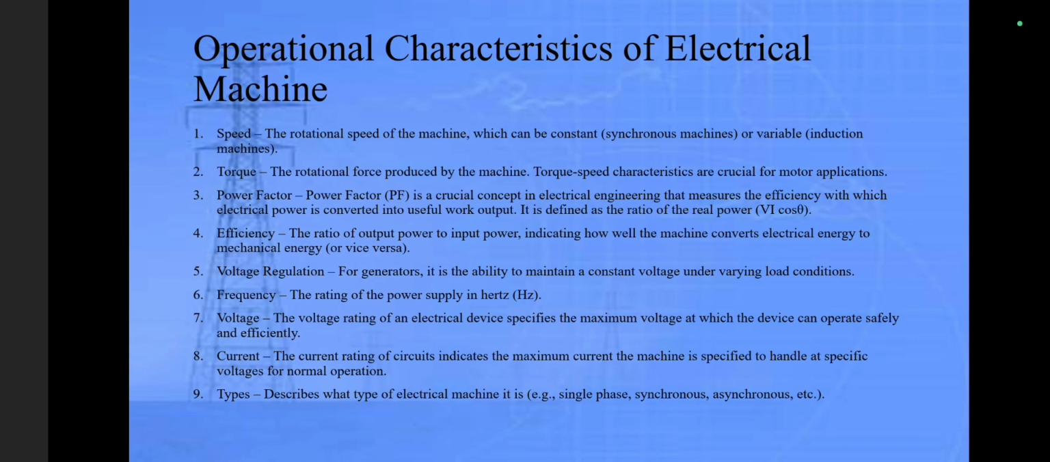Operational characteristics of electrical machines. First, speed. The rotational speed of the machine, which can be constant, as in synchronous machines, or variable, as in induction machines. Second, torque. The rotational force produced by the machine. Torque-speed characteristics are crucial for motor application.